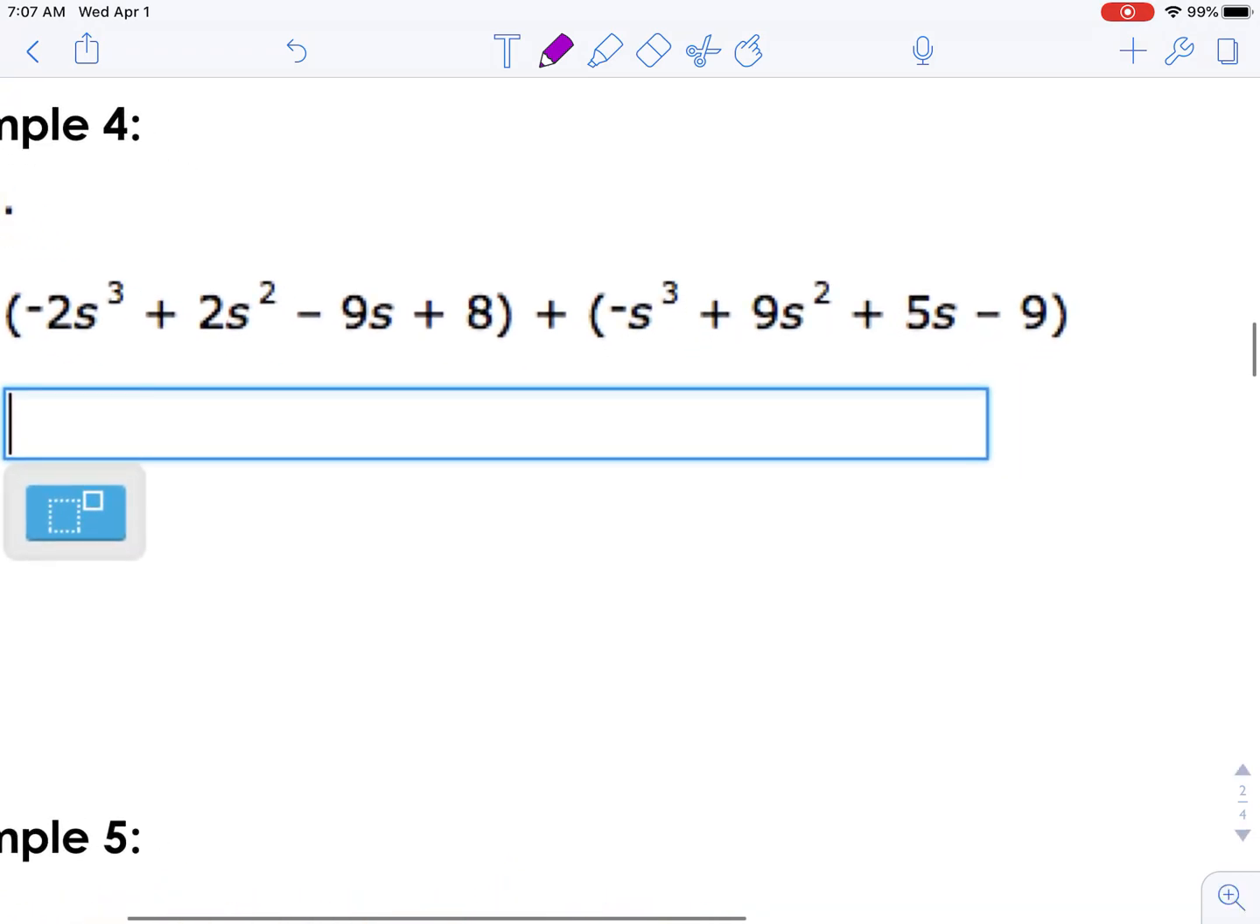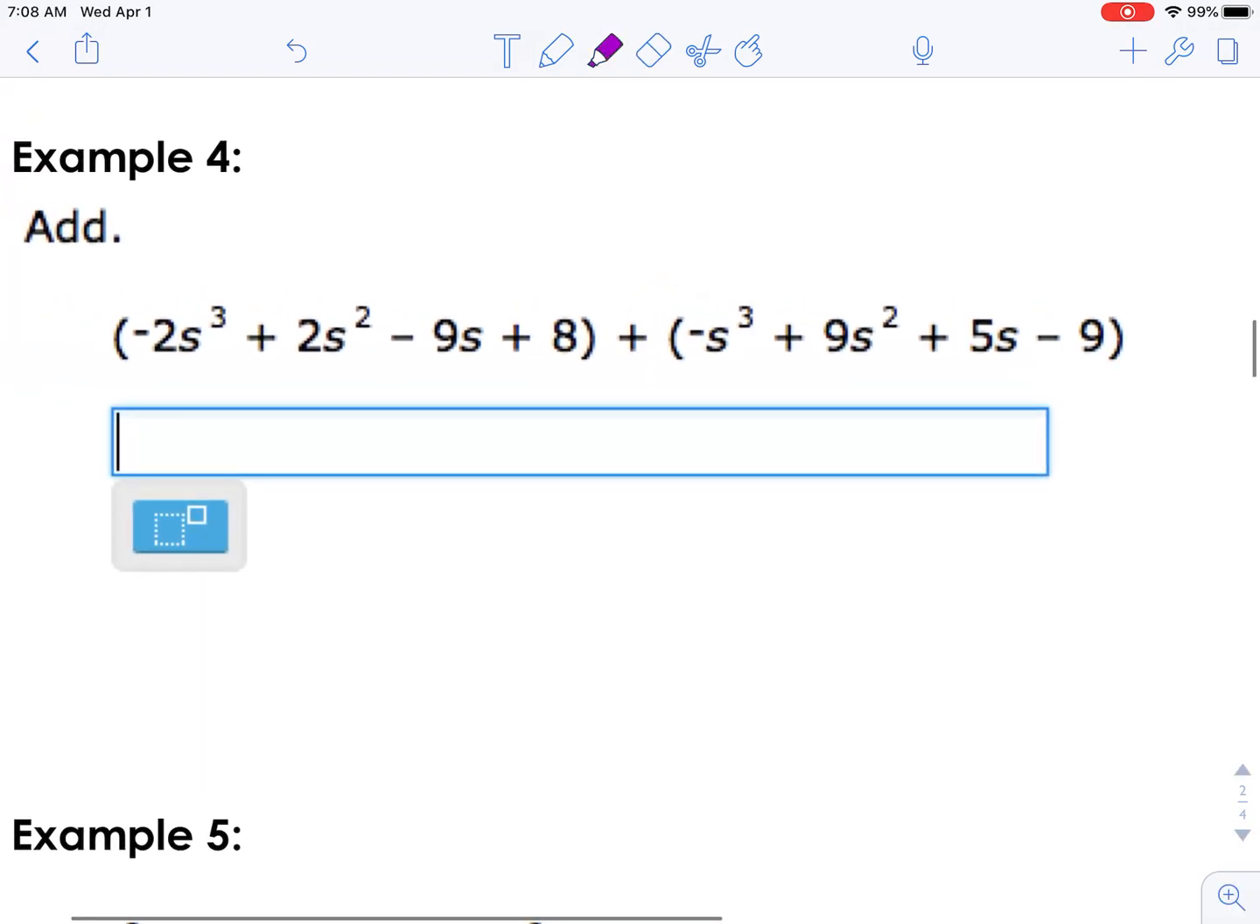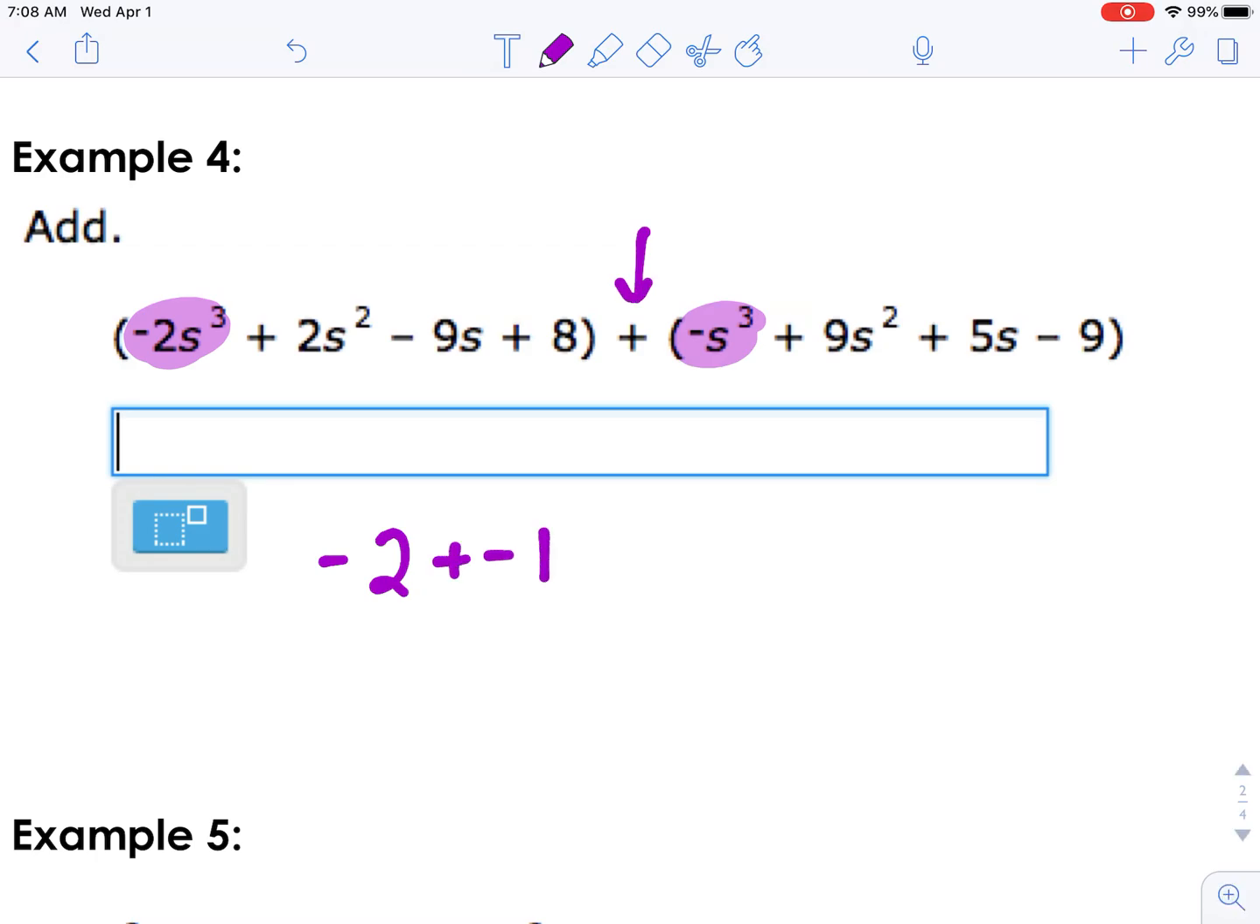In the next example, always start off by looking at what the sign is in between. If it's a plus sign, there's nothing to change. You leave all the signs as they are. Combining like terms, in your calculator you would do -2 and then plus a -1, which is -3s to the third.